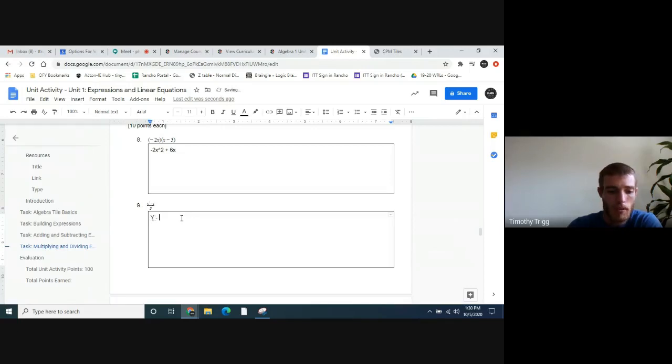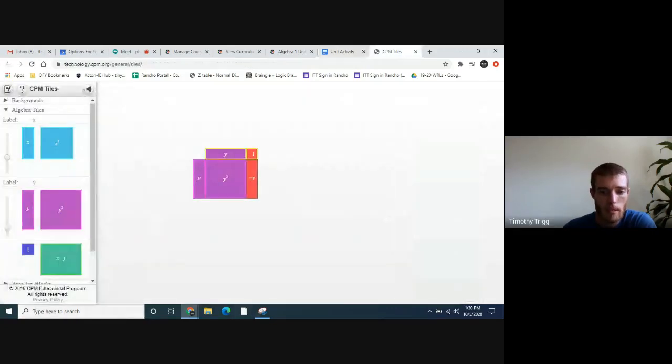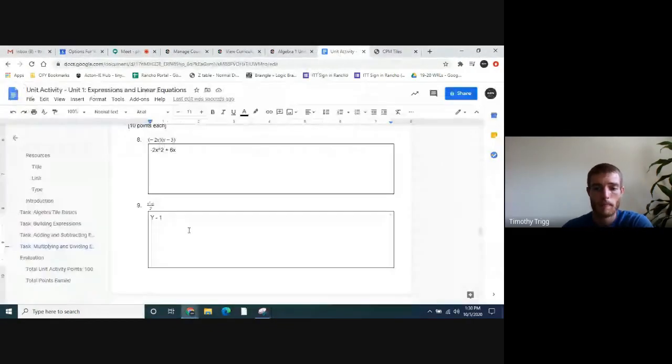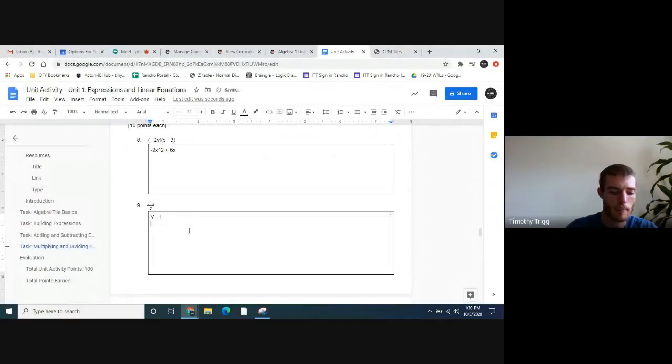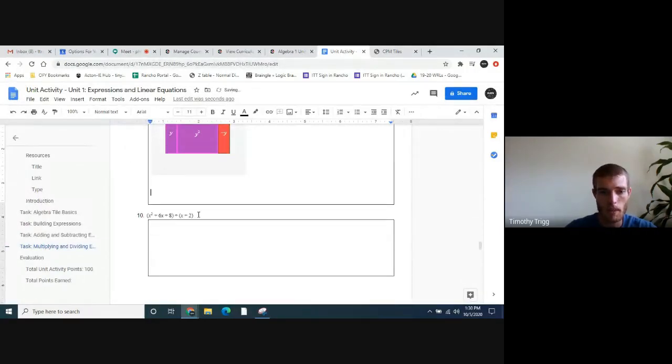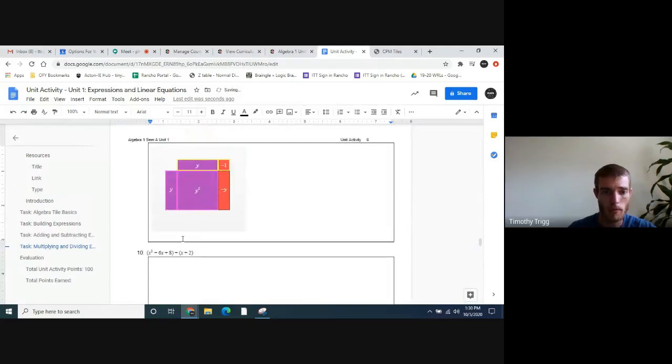So make sure that you also get the snipping tool. All of these problems, you're going to use the snipping tool or draw a picture. I'd prefer if you just got a screenshot instead of making a picture, but you can make a picture if you really want to.